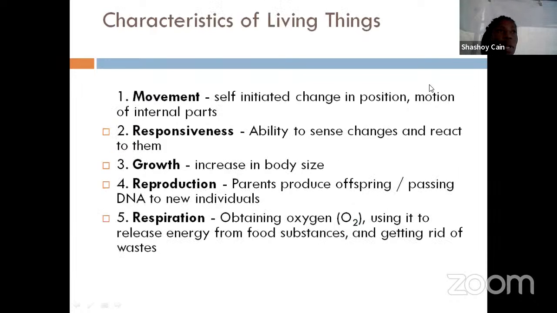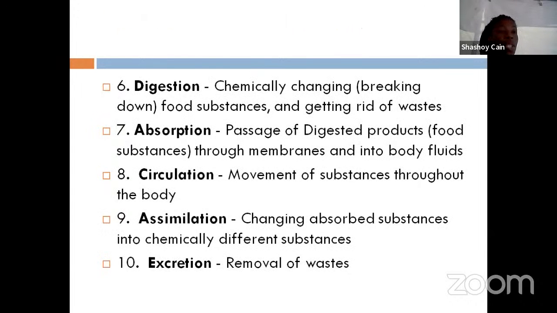So let us look at some characteristics of living things. We have movement, responsiveness, growth, reproduction, and respiration. So these are some of the things that living things do. And of course, digestion, absorption, circulation, assimilation, and excretion. Based on interest of time, I won't look at these things.